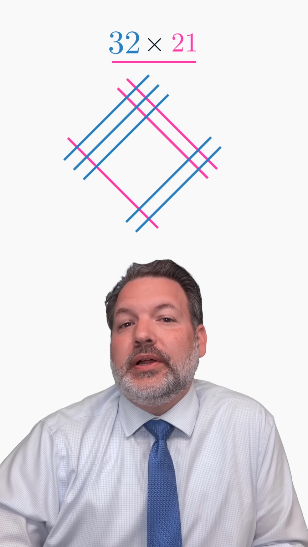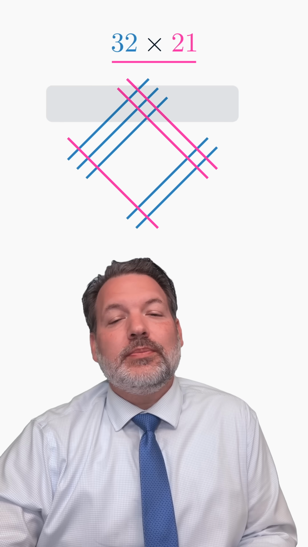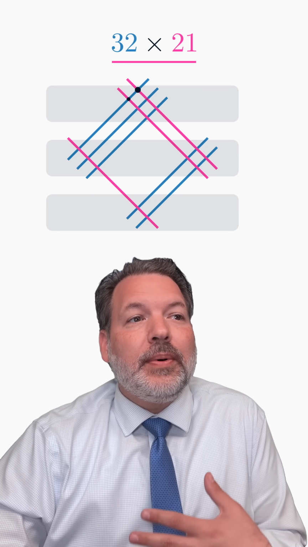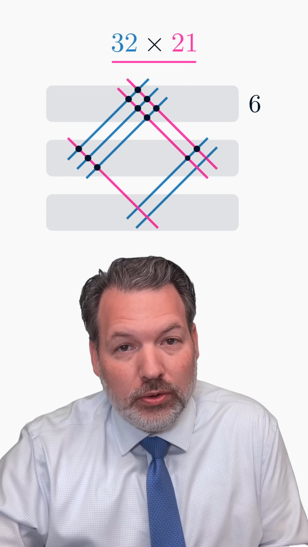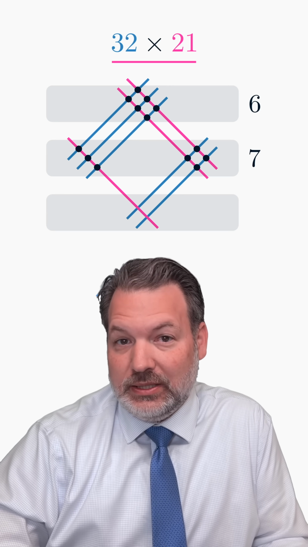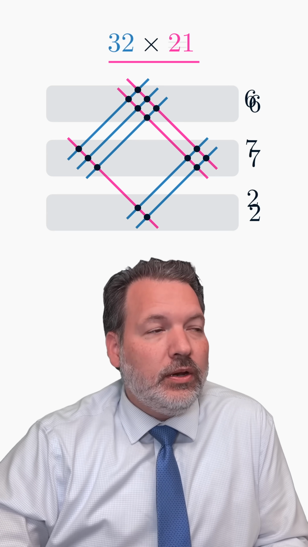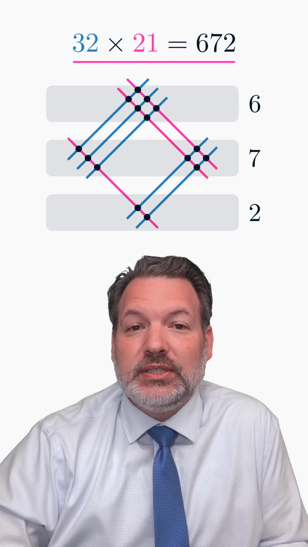The blue lines correspond to the 32, and the pink lines correspond to the 21, and I'm going to count up the dots in three sections: the top, the middle, and the bottom. At the top, I can see 6 intersections between the lines. In the middle, I can see a total of 7 intersections, that is 7 dots, and at the bottom I can see a total of 2 dots. And wouldn't you know it, 32 times 21 just happens to be 672.